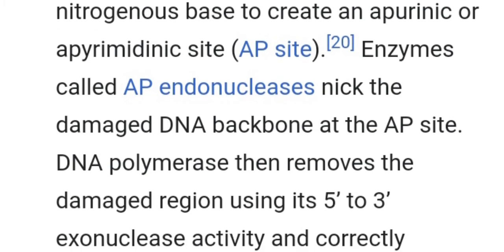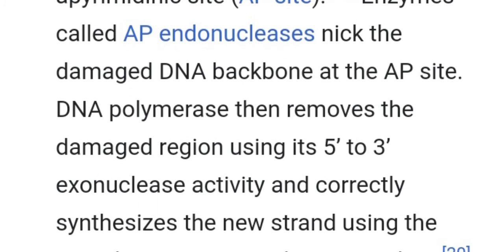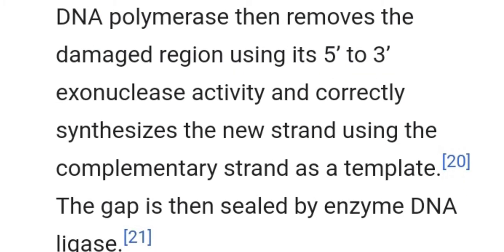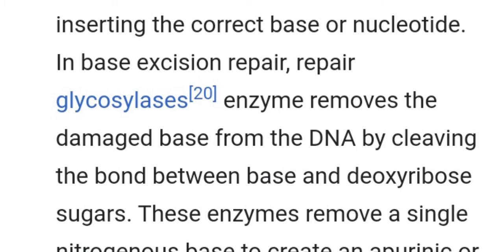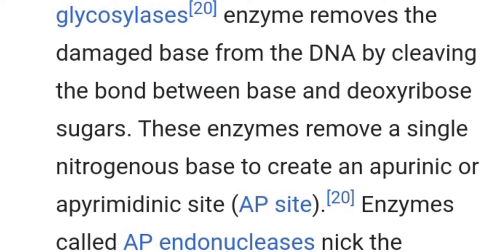Then some sort of repair DNA polymerase will remove the damaged region using its exonuclease activity and correctly synthesize the new strand using the complementary strand as a template, and the gap will be finally sealed by the enzyme ligase. So first, DNA glycosylase removes the damaged nitrogenous base while leaving the sugar phosphate backbone intact. Thus it creates an epi site, an apurinic or apyrimidinic site.